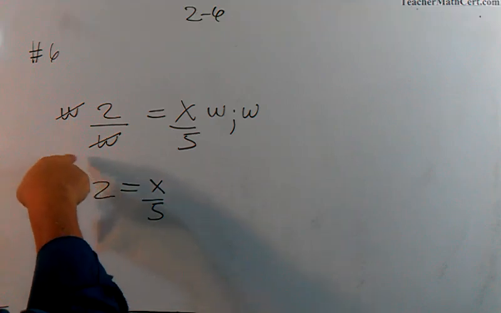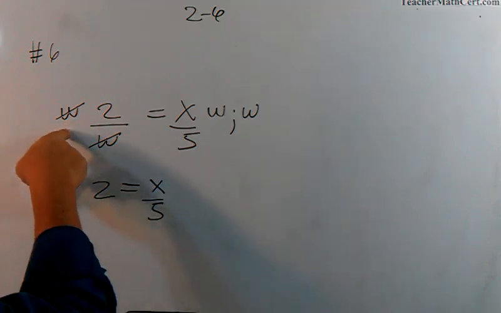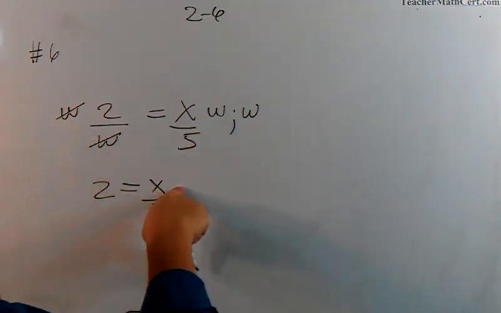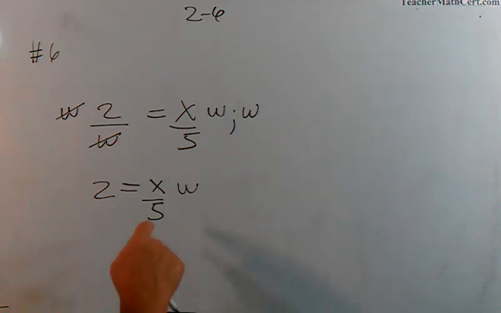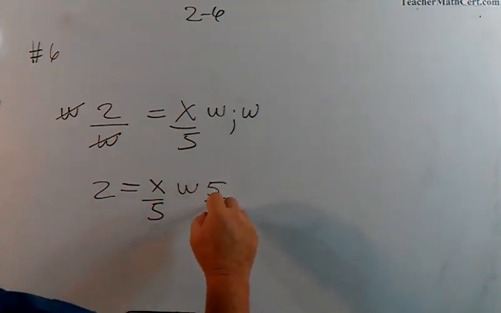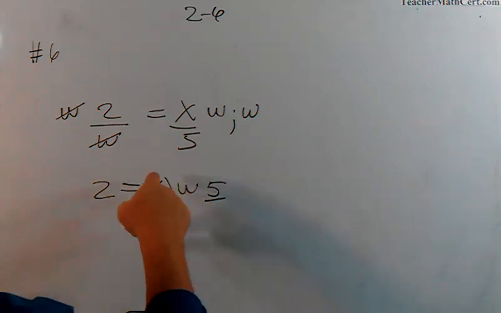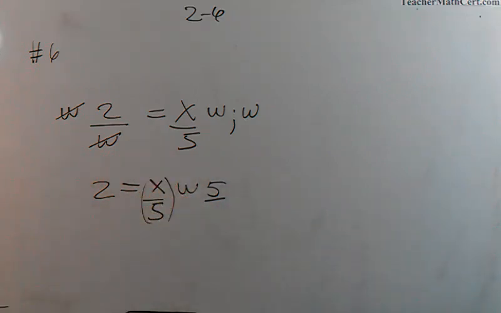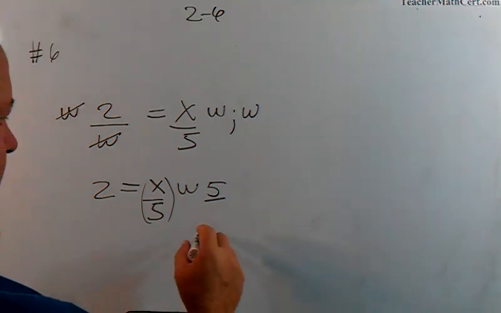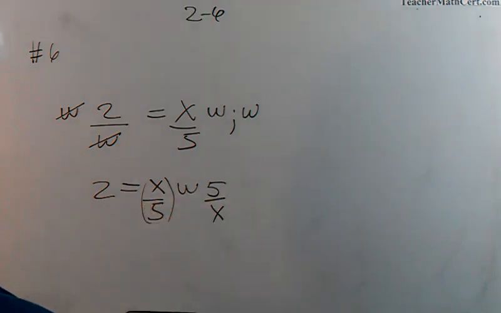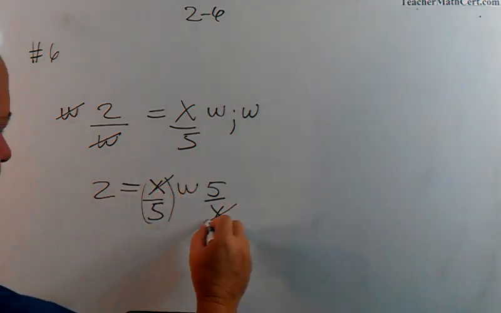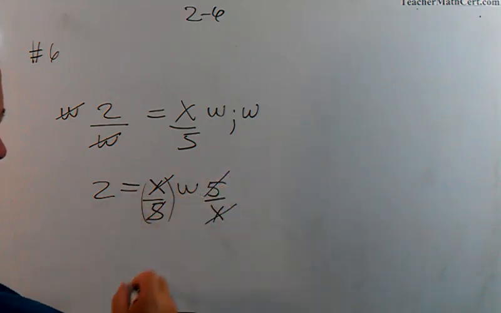That's going to leave us, the w's are going to cancel on this left side, and we're going to be left with x divided by 5 times w. Alright, how do we get rid of this x over 5? Okay? We invert and multiply, right? Because this is multiplication. This x over 5 is being multiplied times this w. So we're going to invert and multiply so that we'll make this a 1. This x is going to cancel, this 5 is going to cancel this 5.